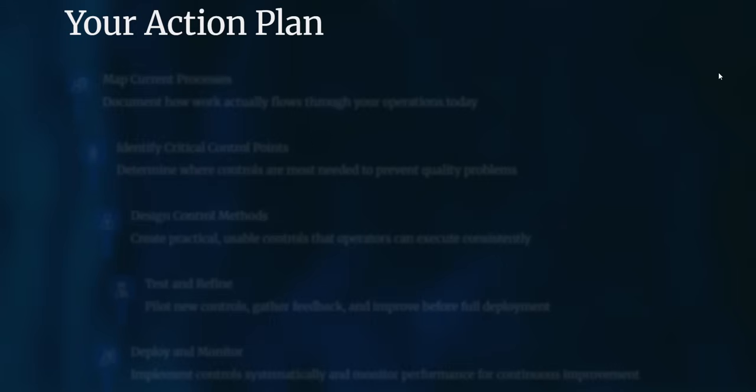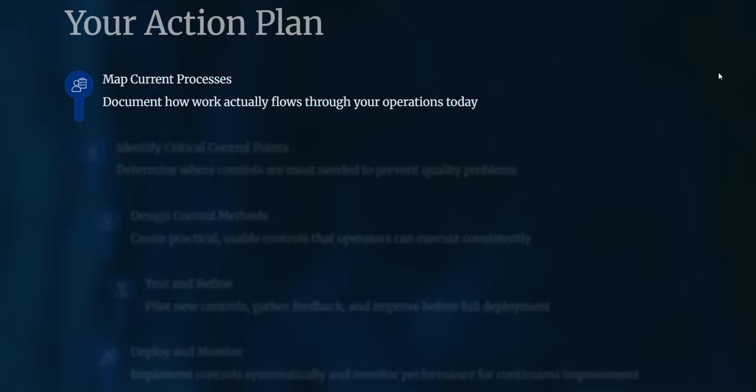Now, your action plan to execute operational control. First, map current processes, and that should include documentation. You have to document how work actually flows through your operations today, not the imaginary future and not the past. Just document the realistic one.